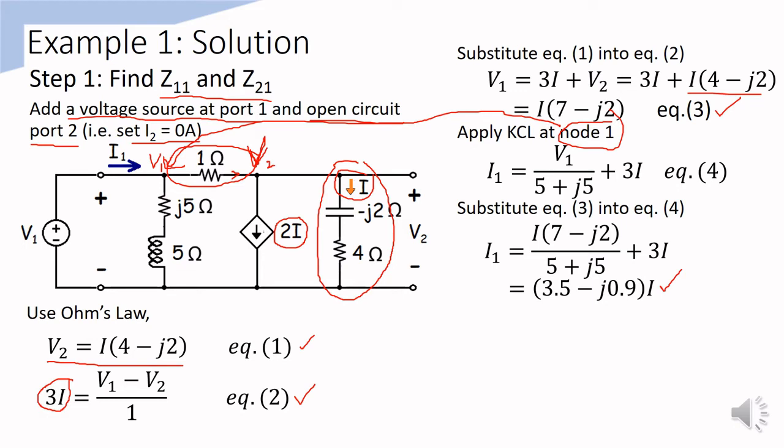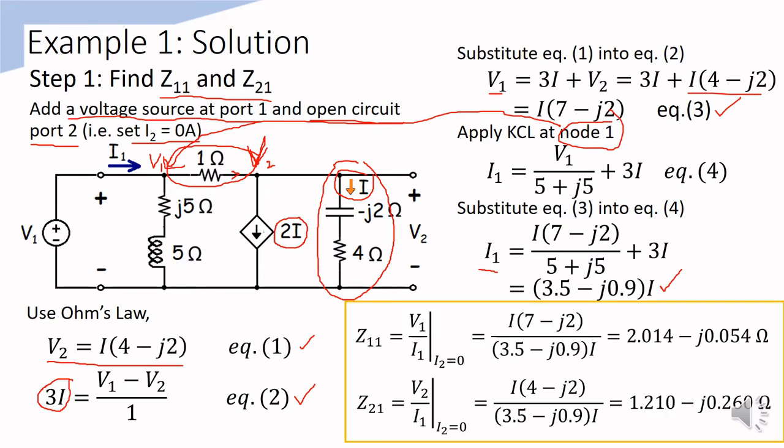Now, we have expressed the variables I1, V1, and V2 in terms of I. Then, it is time to compute Z11 and Z21. Z11 is the ratio of V1 to I1. The current I is cancelled off, we get Z11 equals 2.014 minus j0.054 ohms. Meanwhile Z21, which is the ratio of V2 to I1, is equal to 1.21 minus j0.26 ohms.